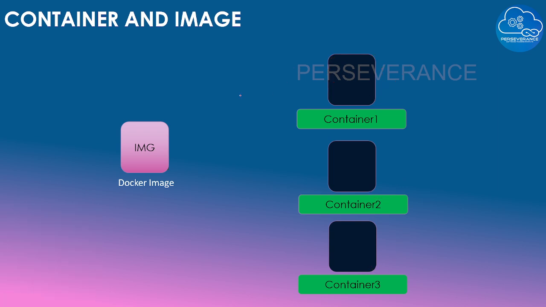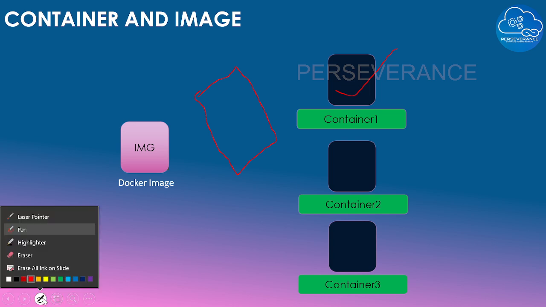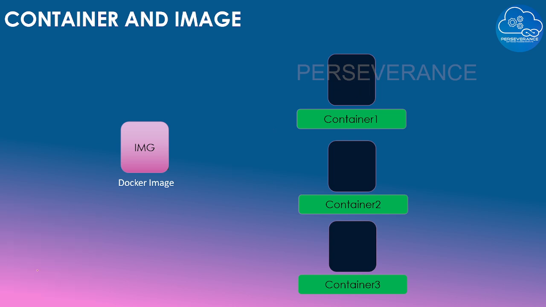Now, where do we define all of what needs to be available or run inside a container? We should define that detailing of a container somewhere, the instructions that ensure the required application and required dependencies are running inside the container. That is taken care of by something called an image. So an image is nothing but a template for a container.